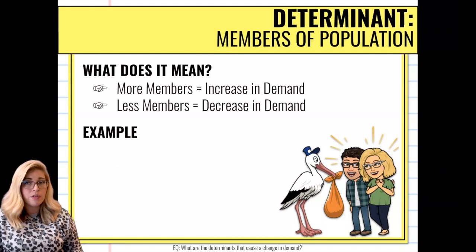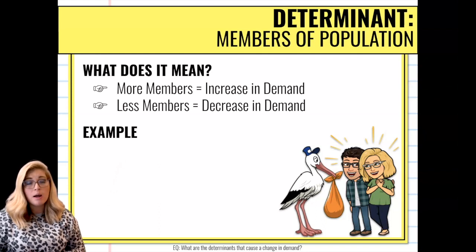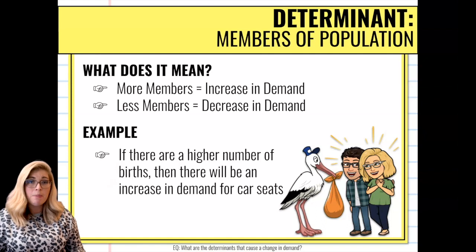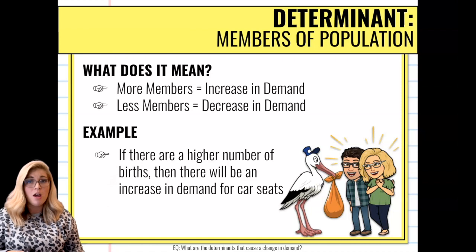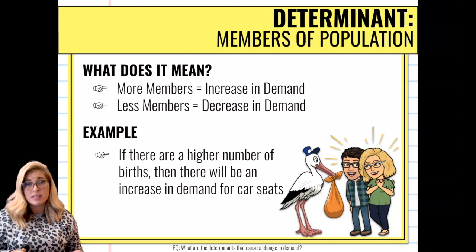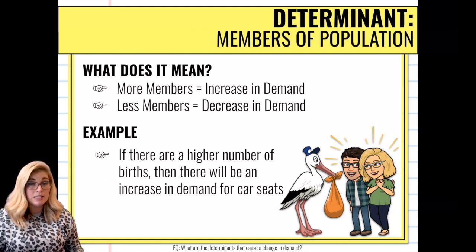A great example for that, and why I show the little stork, would be if there's a record number of births one year. Think about all the different types of goods that are going to be in demand, all the types of goods that you're going to need for a baby: car seats, strollers, diapers, wipes, all of those things. If there's a record number of new babies, the demand for those goods is going to increase. Again, it's not the fact that the price changed, they're not on sale, it's the fact that there are a ton of babies. And with a ton of babies come a lot of demands for different goods that go with babies.